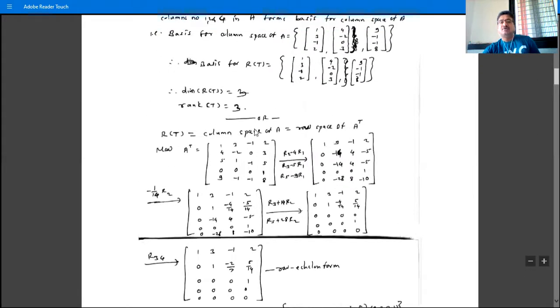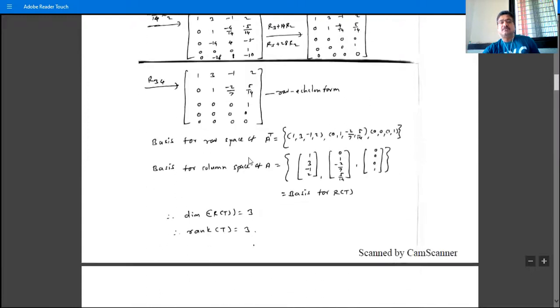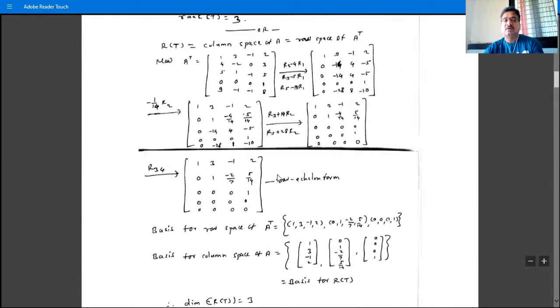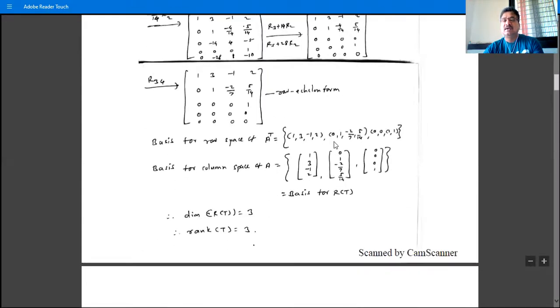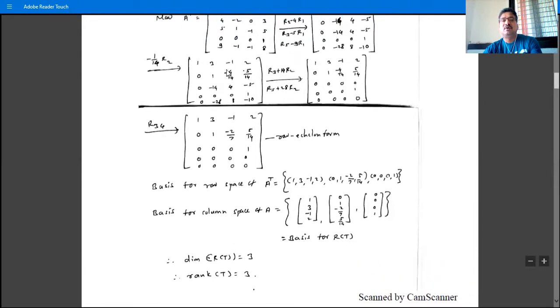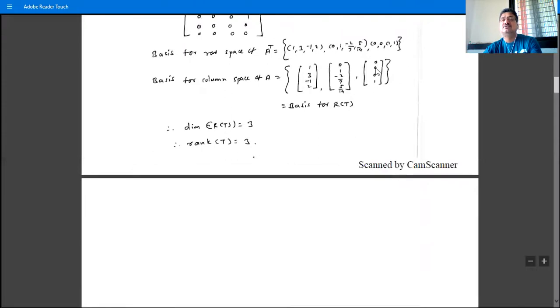And the row space of A transpose is the column space of A, and therefore the basis for the column space of A is, what? Write these vectors as column vectors. So 1 3 minus 1 1, 2 0 1 minus 2 by 7, 5 by 14, this minus 4 by 14 means minus 2 by 7 after calculation, and 0 0 0 1. So this is the basis for RT.